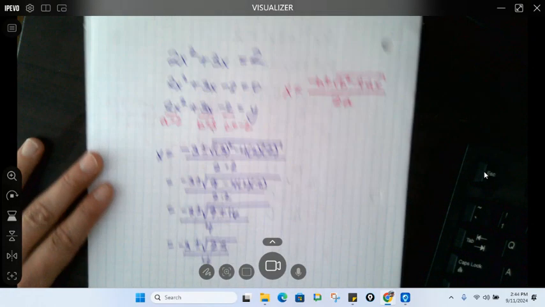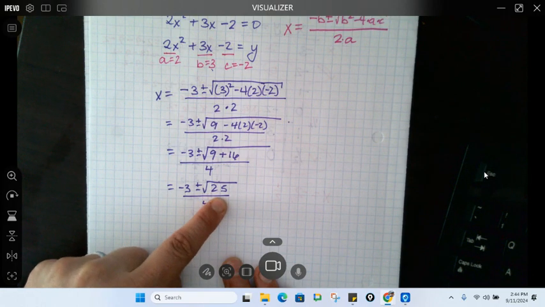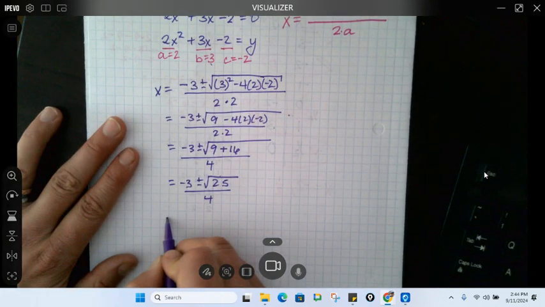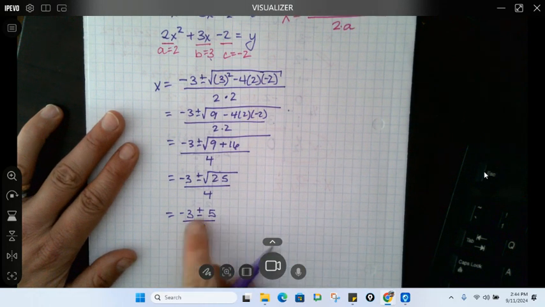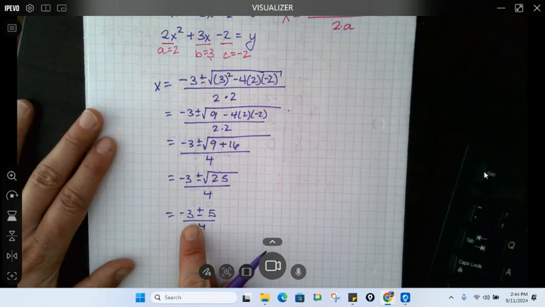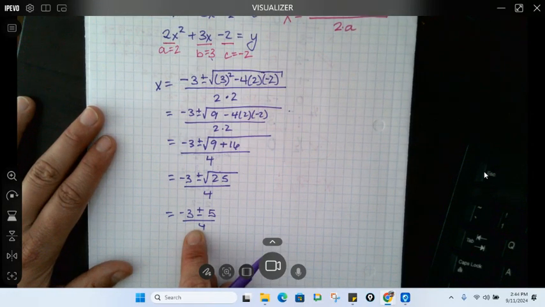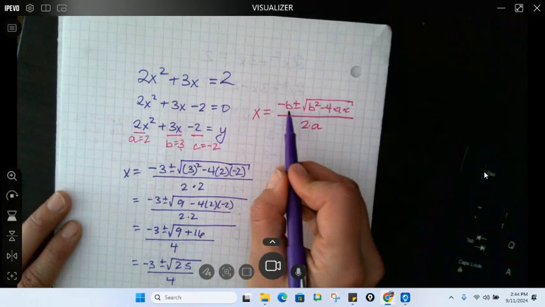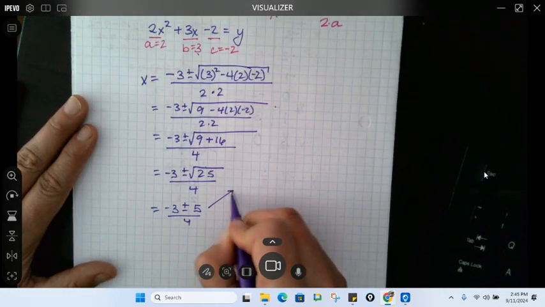Hey, that was kind of nice, because I know what the square root of 25 is. It's 5. So I'm going to simplify that. 5 over 4. Okay, this is where I'm needing to split apart the plus and the minus. So think about that quadratic formula. We have the negative b plus and minus. So we need to represent both of those options. So this is where I like to split it apart.